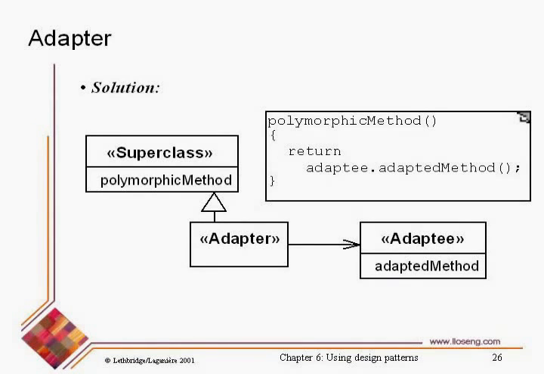I'm only showing one other class in the hierarchy, the actual adapter class. That's the one that we're interested in building that reuses facilities from something else. The reused class is the adaptee. And the adaptee has some kind of method or methods which we're going to reuse. And basically what we're going to do is have our polymorphic method call the adapted method.